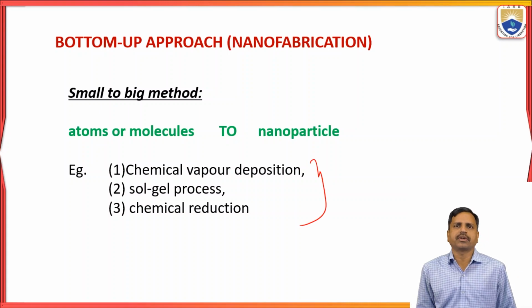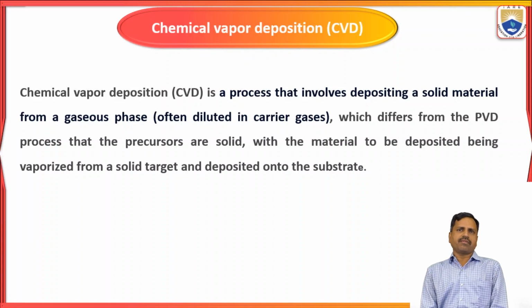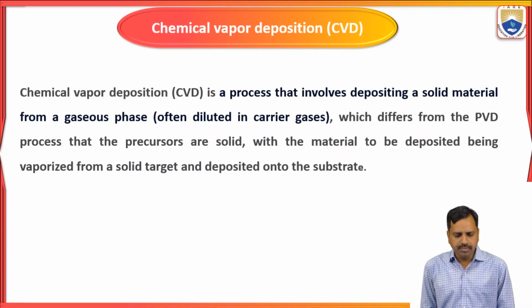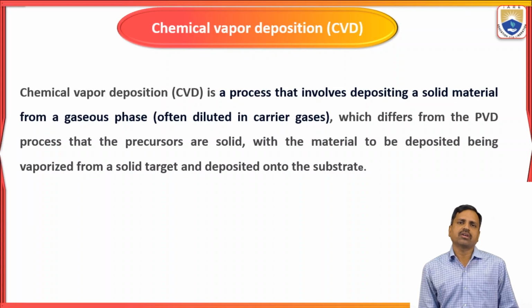How these materials are synthesized. First we'll see what chemical vapor deposition is. Chemical vapor deposition is a process that involves depositing a solid material from a gaseous phase, often diluted in a carrier gas. The carrier gas will be an inert gas, mainly helium, argon or nitrogen. In PVD, by contrast, the material to be deposited is vaporized from a solid target and deposited on the substrate.